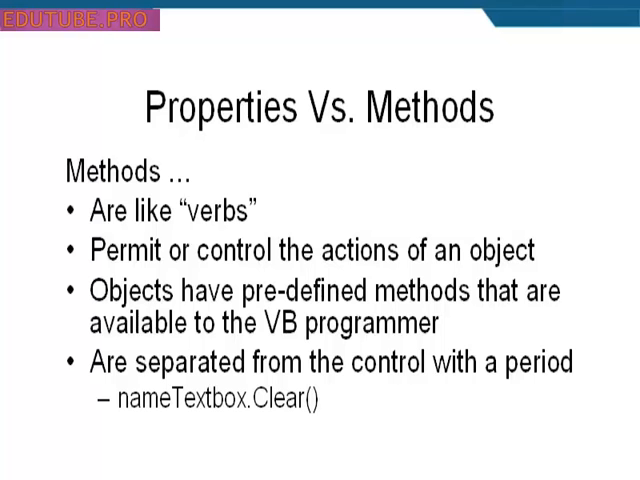When using them in code, they look similar to a property in that they are separated from the control with a period or a dot. For example, name textbox.clear. In this example, name textbox is the control name and clear is the method. What clear does in this case is delete the contents of the text box. Note the presence of the open and close parentheses.